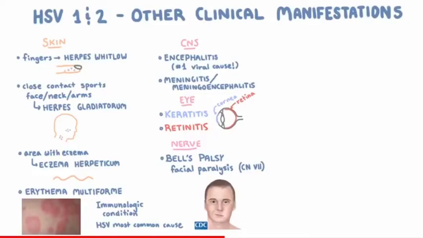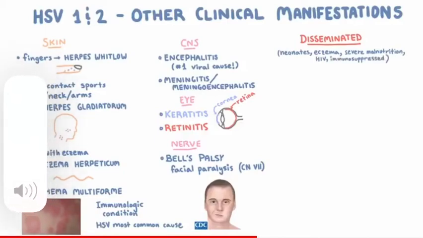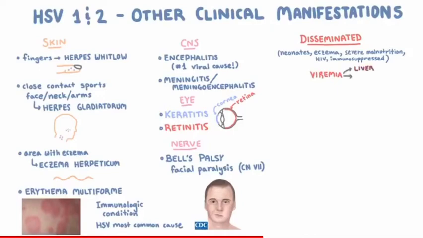So we've talked about skin and CNS, but herpes can also cause more disseminated disease. It's uncommon, but it can happen in neonates, people with eczema, severely malnourished children, and it's also seen in patients with decreased cell-mediated immunity, like in advanced HIV, or people on immunosuppression regimens. So in these cases, you can actually get viremia and then spread to visceral organs like the liver and the adrenals, and also the brain in neonates.